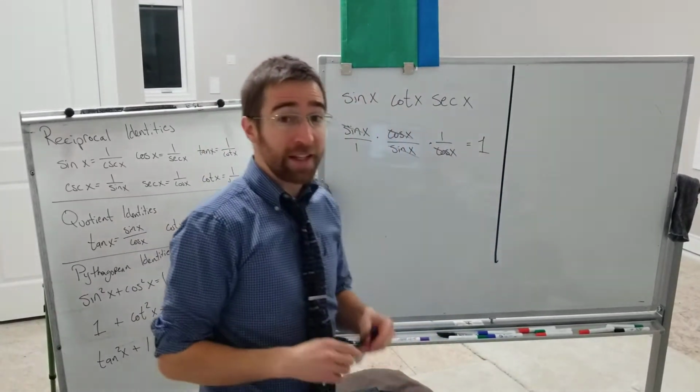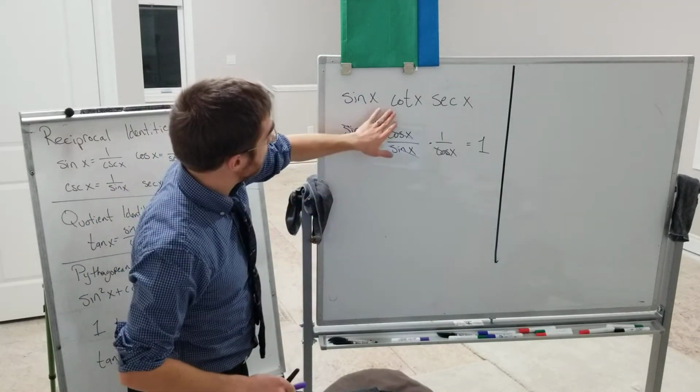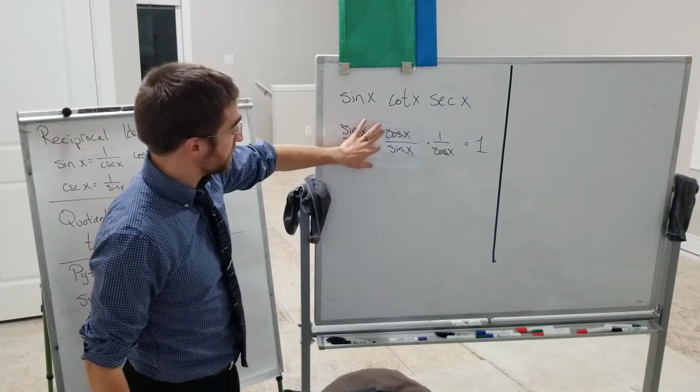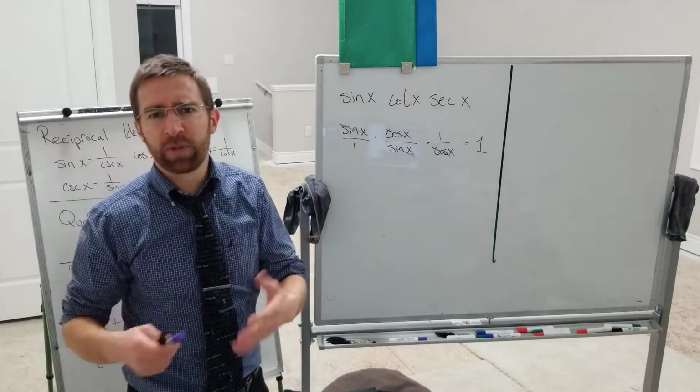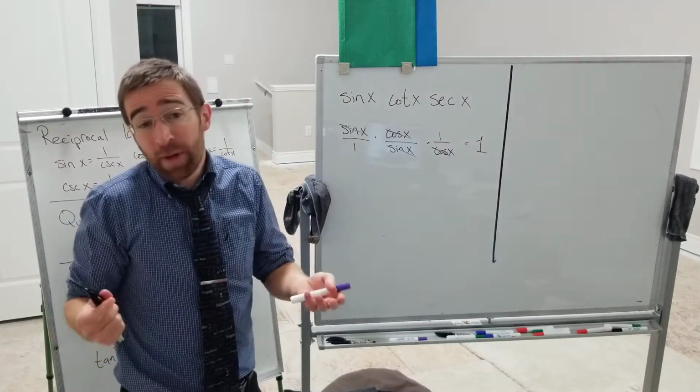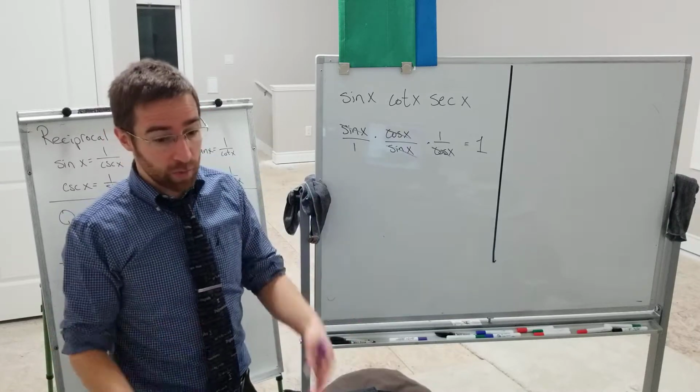Right, and the important thing here to identify is how we rewrote the cotangent in terms of sine and cosine, rewrote the secant in terms of cosine. So basically, we can rewrite everything in terms of sine and cosine. Sometimes that's a strategy that'll work to get us where we want to go.